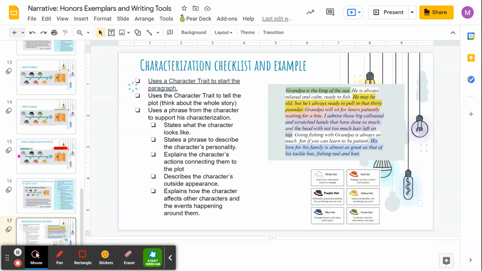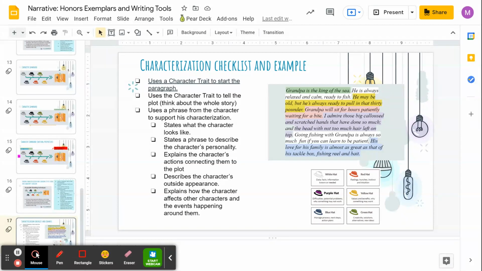The fourth sentence is catered to the red hat. Notice how it evokes feelings, hunches, or gives you an instinct or intuition about Grandpa. Grandpa will sit for hours patiently waiting for a bite. That gives you a feeling and it gives you an intuition. It also reveals a little bit about Grandpa's intuition about why he loves to fish.